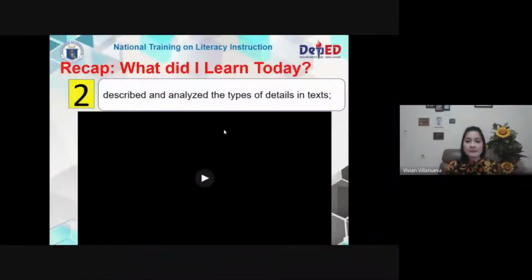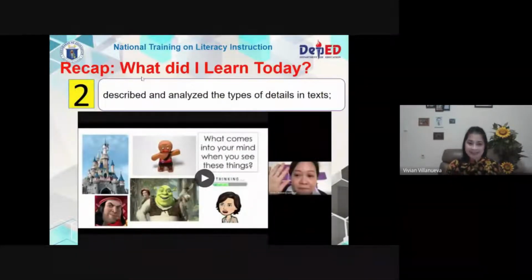All right. So yay! We've targeted 2 goals already. Goal number 2, we're able to describe and analyze the types of details in the text. Okay, this is just very simple, and Miss Anna, our 2nd grade teacher, was able to explain it clearly.